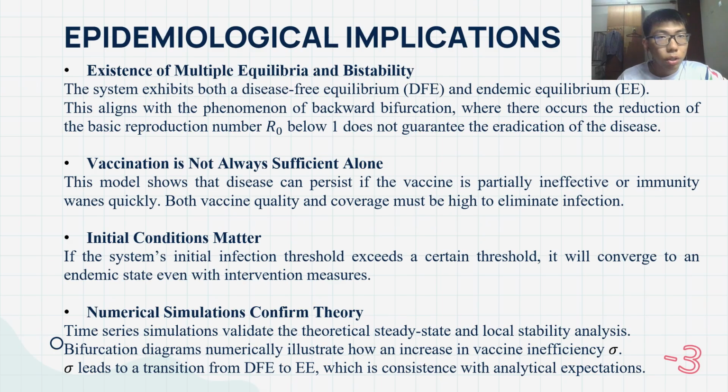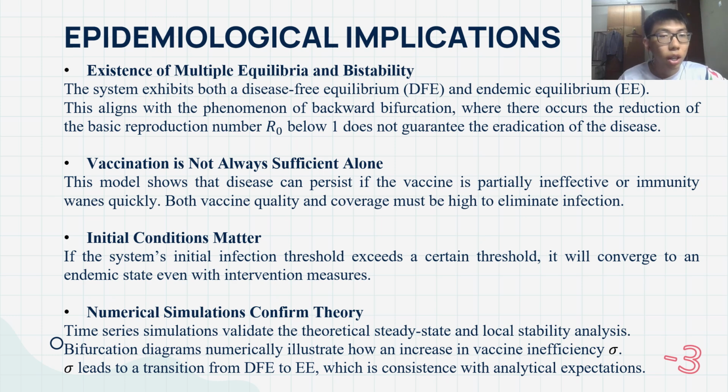Conclusion. So our system exhibits both DFE and EE, and this aligns with the phenomenon of backward bifurcation. We also show that vaccination alone is not always sufficient. The immunity also matters in our model, and the initial conditions also matter, because the system will converge to an endemic state even with intervention measures if we choose incorrect initial conditions.